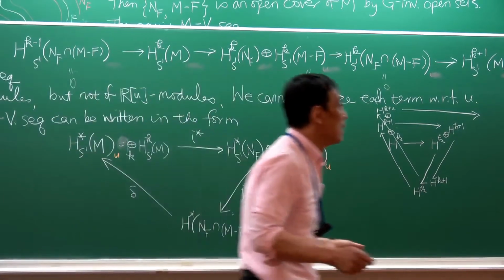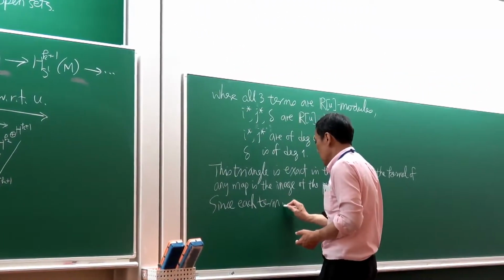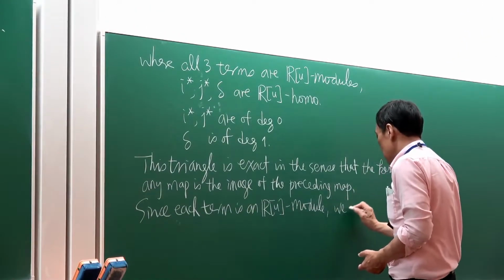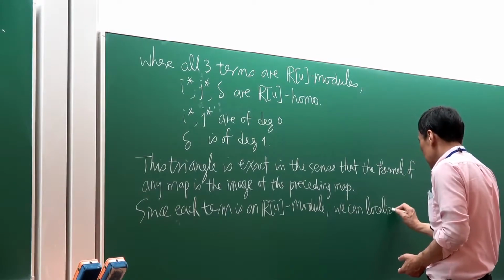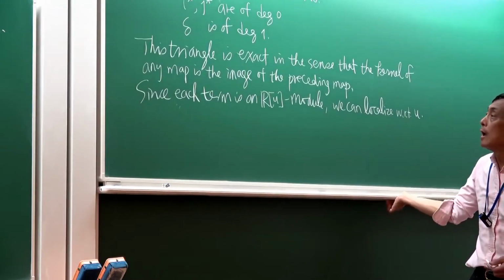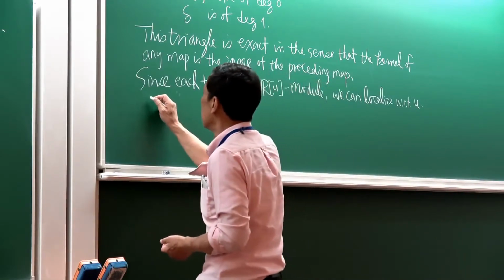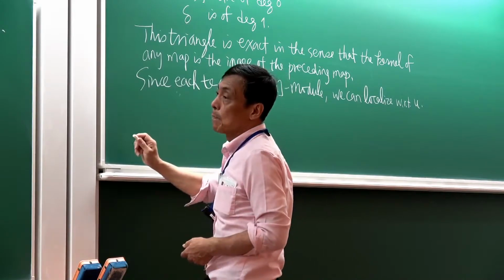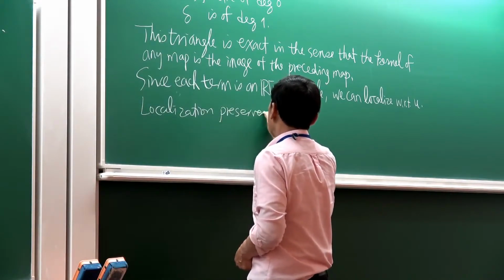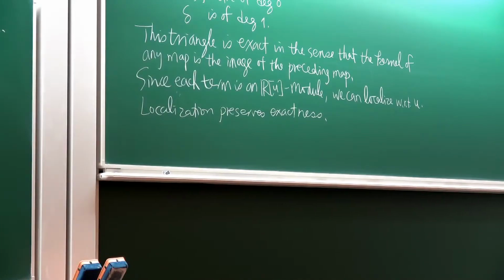Since each term is an R[u] module, we can localize with respect to u. And localization preserves exactness. So we still have an exact triangle, okay?